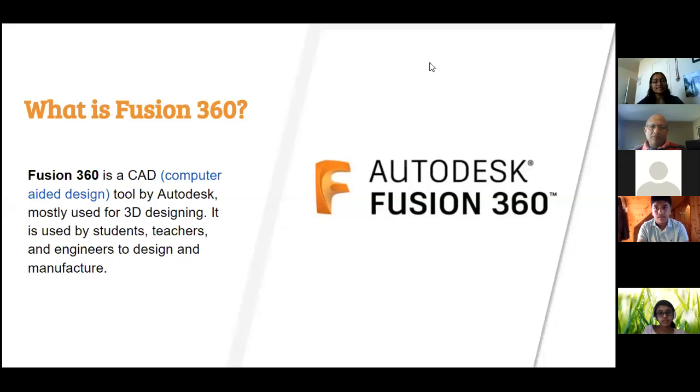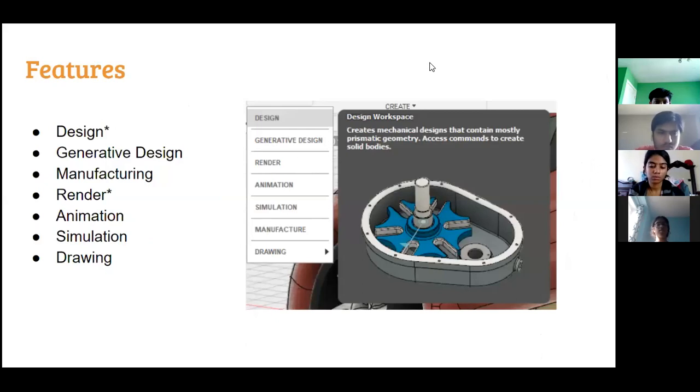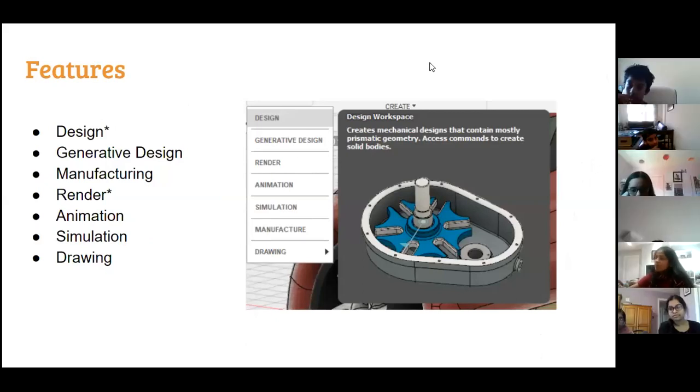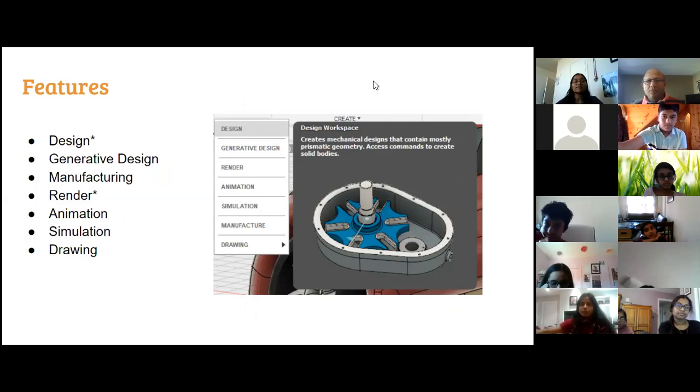Autodesk also has many other software such as AutoCAD and Inventor, but this is Fusion 360, and this is actually one of the first CAD, CAE, and CAM tools that was created. So let's talk about some of the features of Fusion 360. There are many features in this software, such as design, generative design, manufacturing, render, animation, simulation, and drawing. We are mostly going to be on the design and render at the very end.